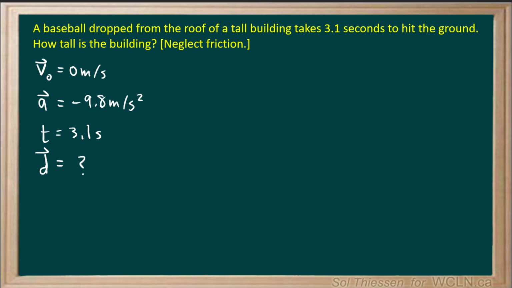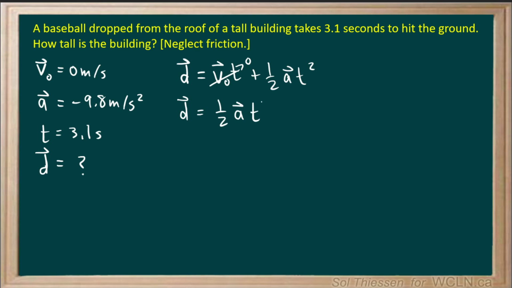So we need to find an equation that uses these 4 variables and no other variables that we don't have values for. And that equation is as follows. Displacement is initial velocity times time plus 1/2 times acceleration times time squared. Initial velocity is 0, so we have displacement equals 1/2 acceleration times time squared.